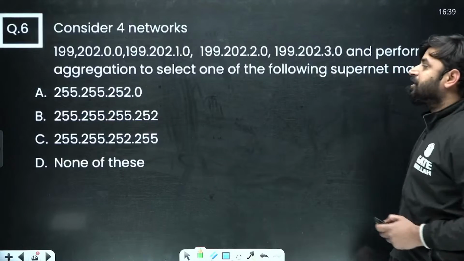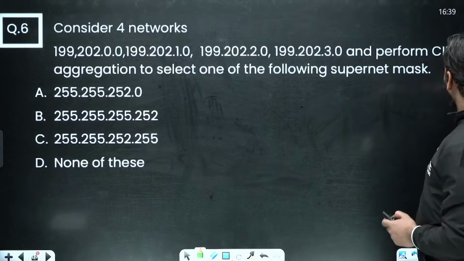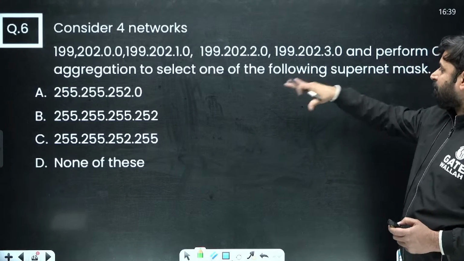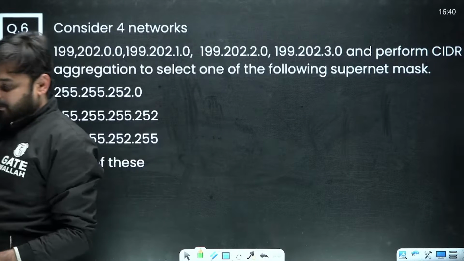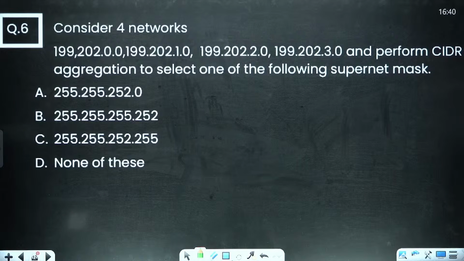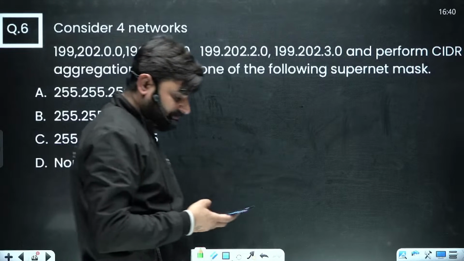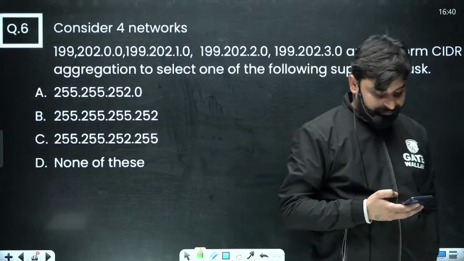Now let's move to question number 6. Consider these 4 networks and perform CIDR aggregation to select one of the following supernet masks. Anyone can tell me the correct answer? Tell me the correct answer of question number 5.